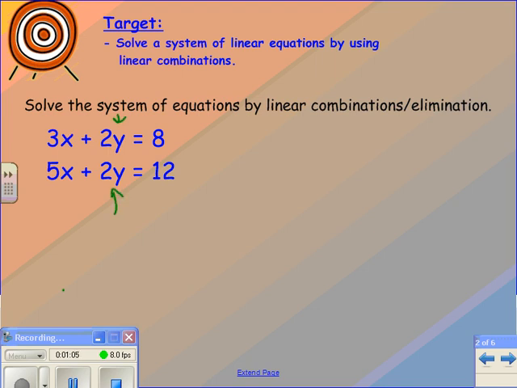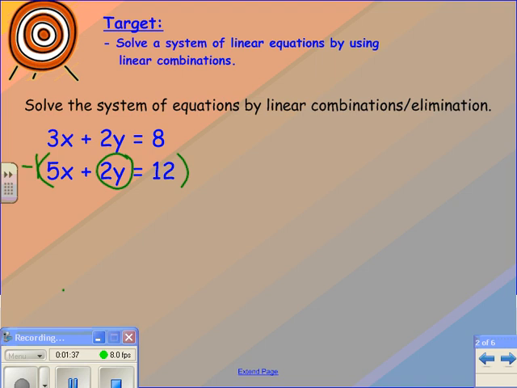positive 2y and positive 2y, again, one of them, or either one of them, can easily be changed into the opposite just by multiplying that equation by -1. So I am going to multiply the second equation by -1. So I'm just going to put my parentheses around the entire equation and write -1 outside, because that's going to give me my -2y right here, which is what I want so that I can eliminate those y terms.